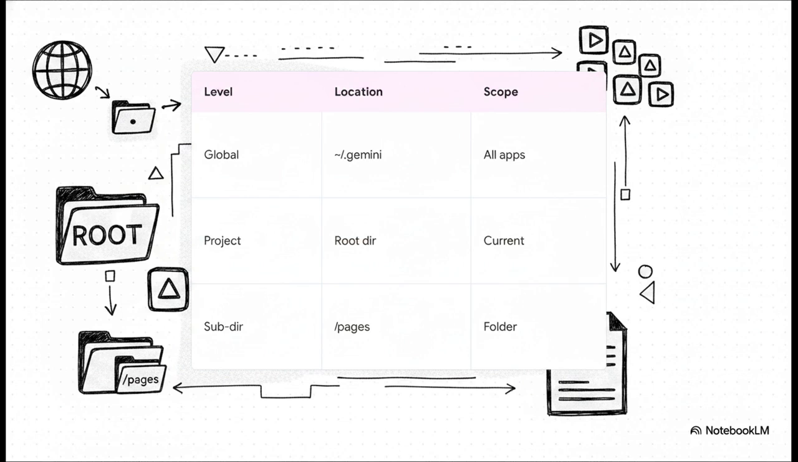But wait, there is also a global level. In your home directory on a Mac or your user profile directory on Windows, there is a hidden .gemini folder. If you create a Gemini.md file in there, those instructions will span across every single project you ever build with the Gemini CLI. That is exactly where you want to stash your universal, absolute, non-negotiable coding style preferences.